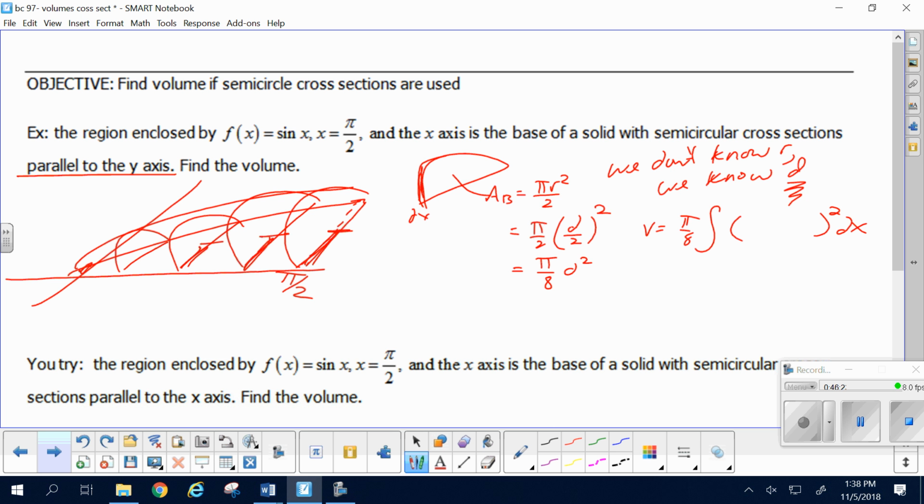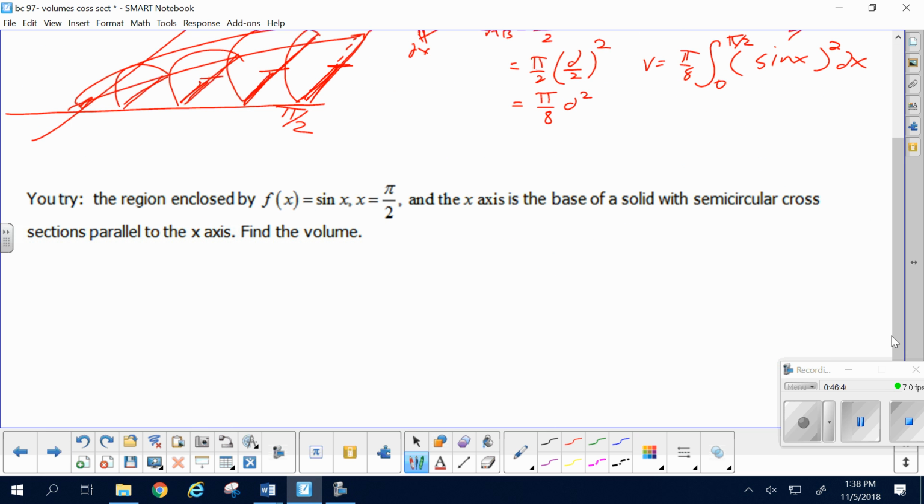And what is the diameter? Upper minus lower, but in this case the lower is just the axis, so it's just the sine. You can see then how you could use that sine squared identity if you wanted to do this by hand. Like that. Okay, last one. Try same region, same shape, but this time parallel to the x-axis.